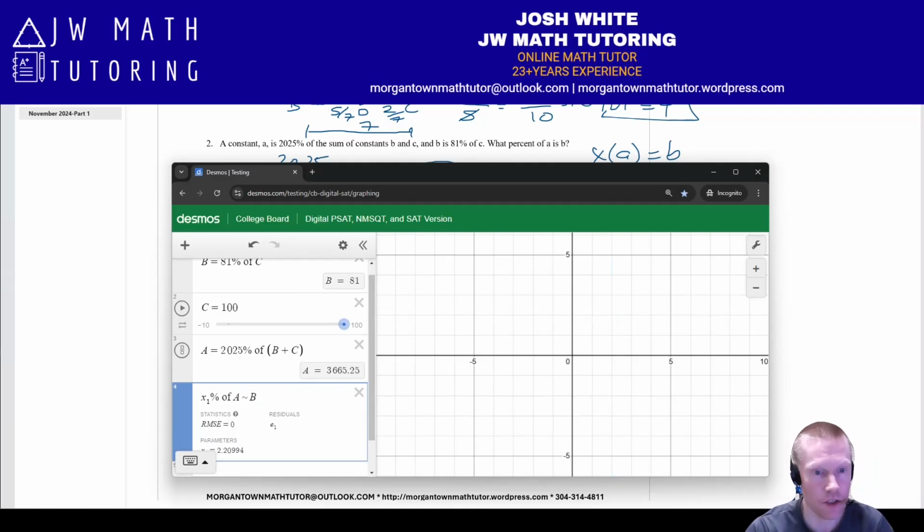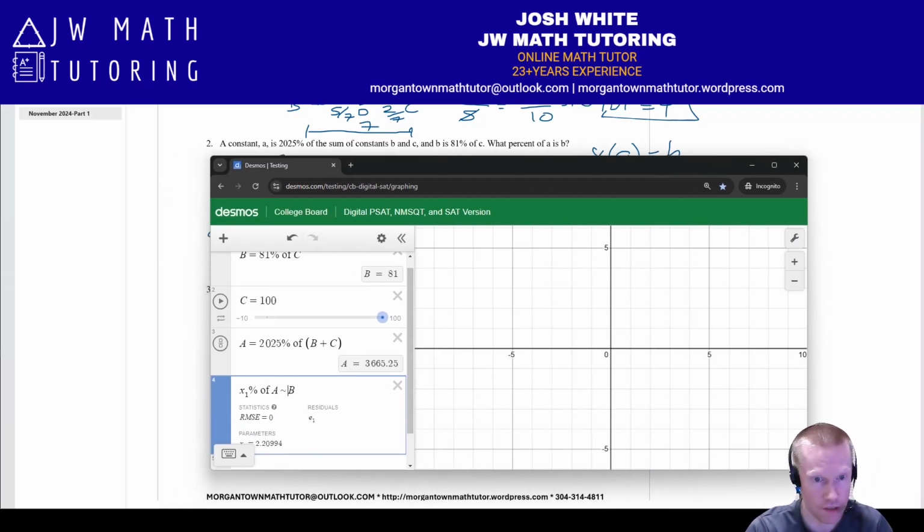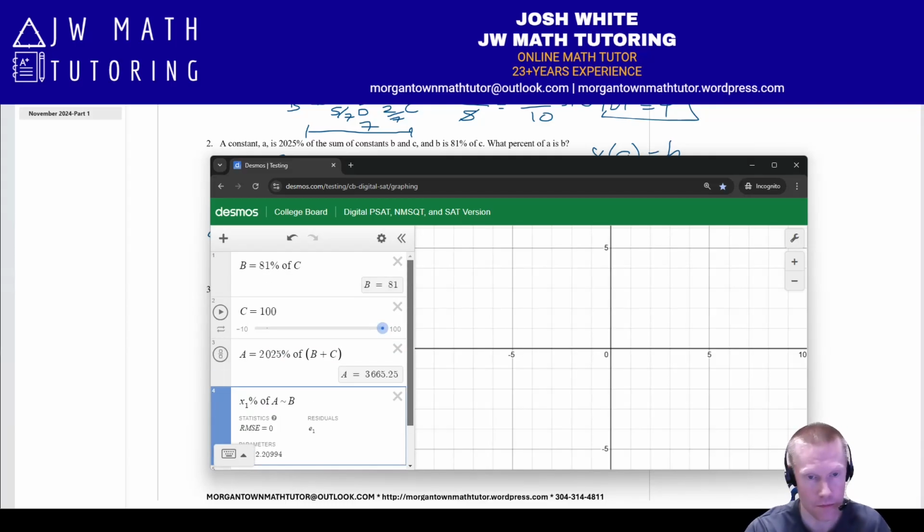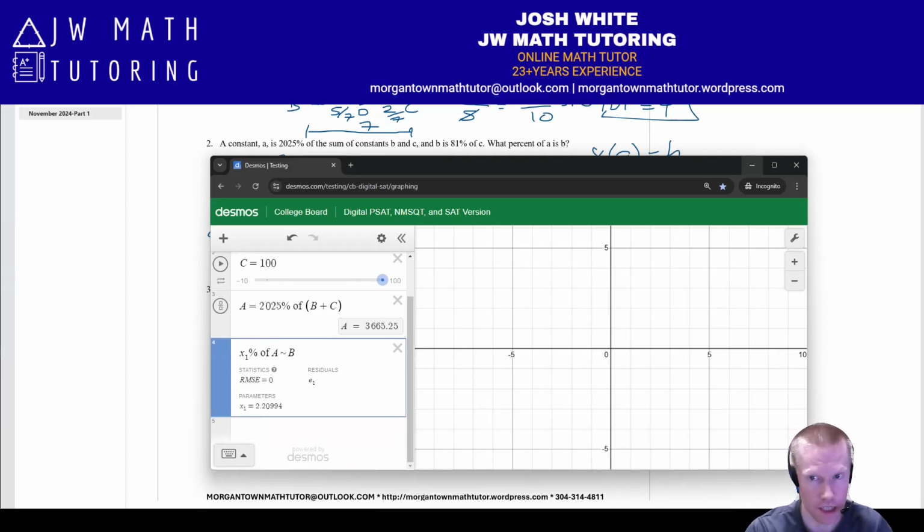So if you technically use regression to solve it instead of just typing the equation here, you make this x1 and you use the tilde. Now notice it gives me 2.20994, and here's where you could either truncate it or round it, to either 2.209 or 2.21. So this is how you could do all the calculations entirely in Desmos.